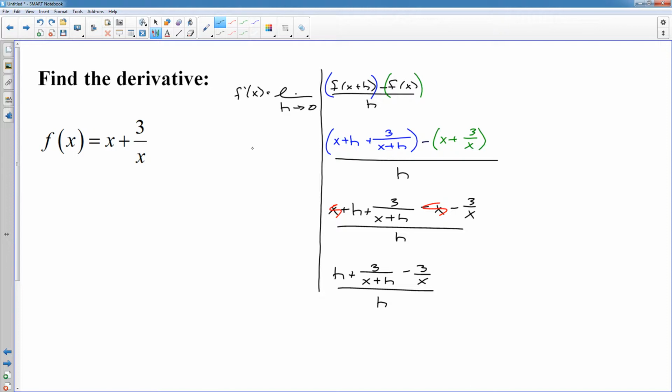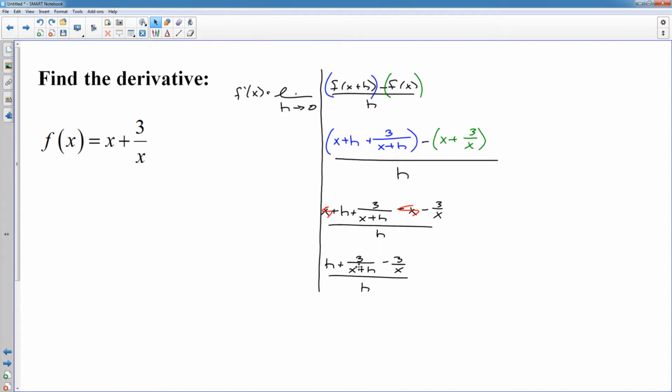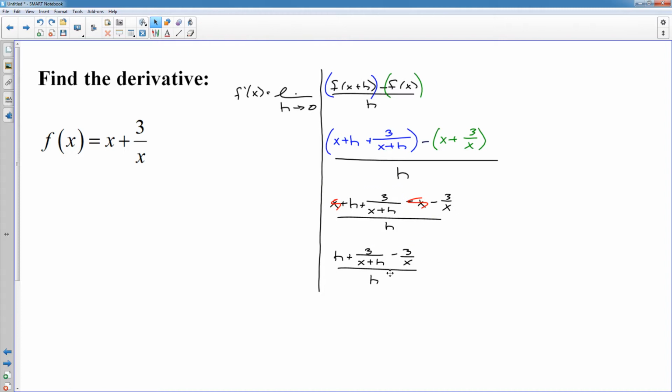Okay. Now I need to clean up these fractions, and I've got a lot of fractions here. I generally don't like having fractions within fractions. So what I'm going to do to simplify this is look at every one of my terms. By terms, I mean I have an h, a 3 over x plus h, and a 3 over x in the numerator, and then I only have an h in the denominator. Out of those four terms, I find the common denominator. I have h over 1, x plus h, x, and a denominator of 1. The common denominator for those four is x times x plus h.